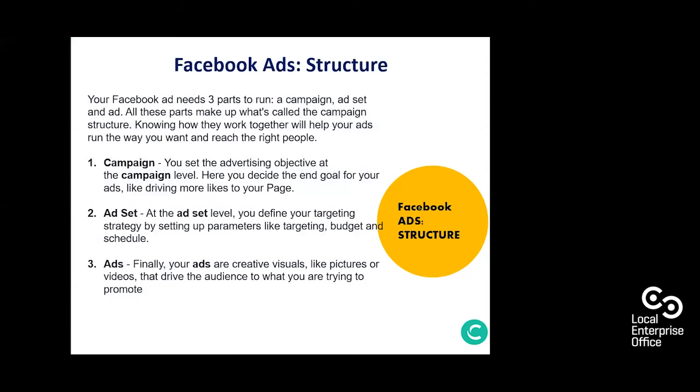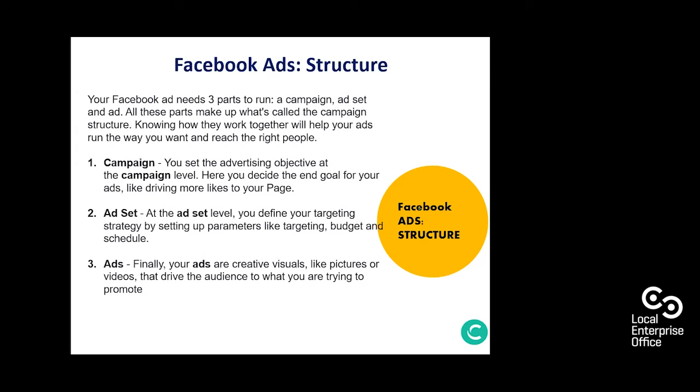Facebook has an ads campaign structure, and loosely speaking, you will see that it's not altogether dissimilar from what you saw on Google. It has three levels, three parts: the campaign level, the ad set level, and then the ads themselves. All of these parts make up your campaign structure, and knowing how they work together will help your ads run the way you want and reach the right people.